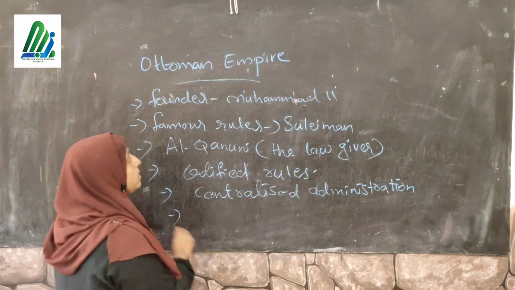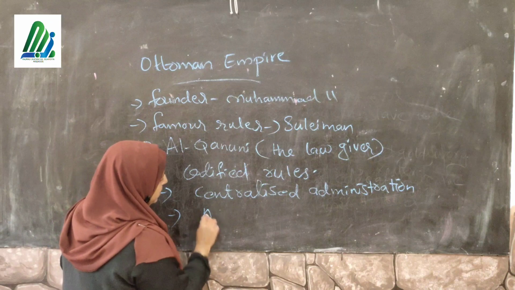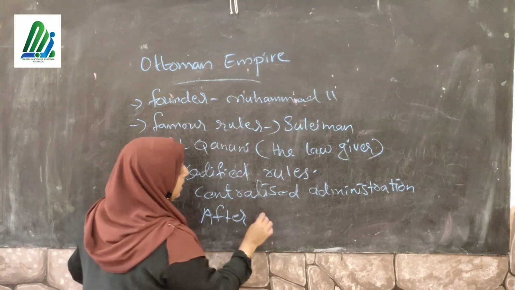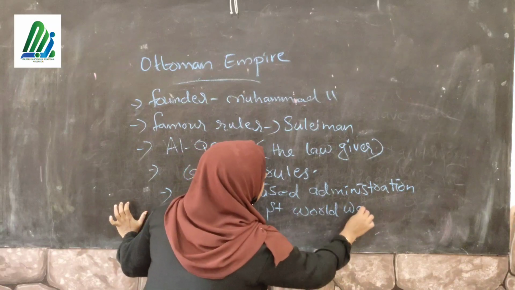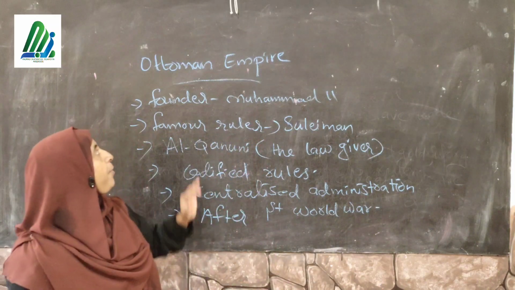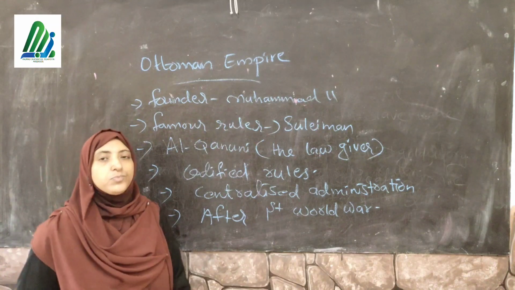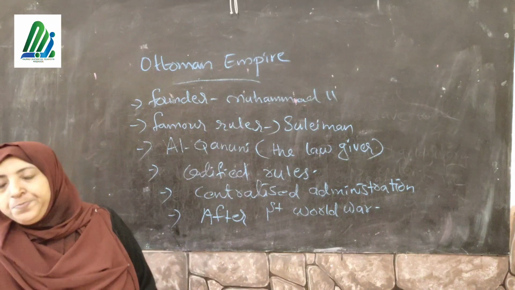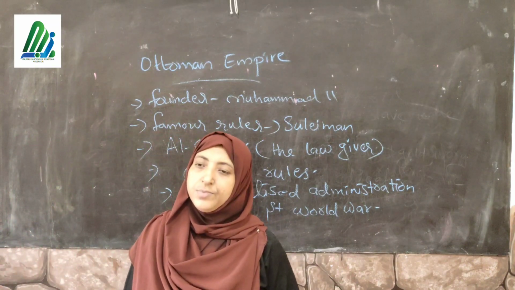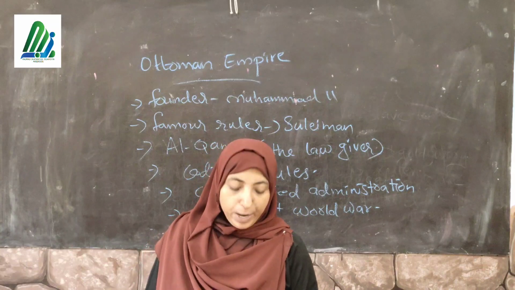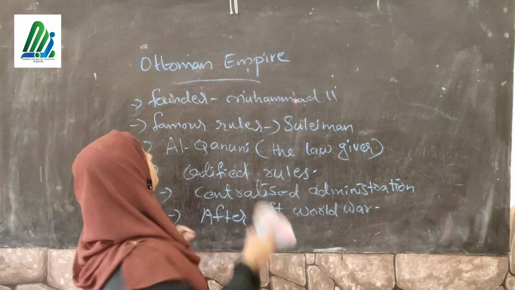Then one more point: this Ottoman Empire came to an end after the First World War. These are the important points you have to keep in mind about the Ottoman Empire. Now we are going to study the next empire, that is the Mongol Empire.